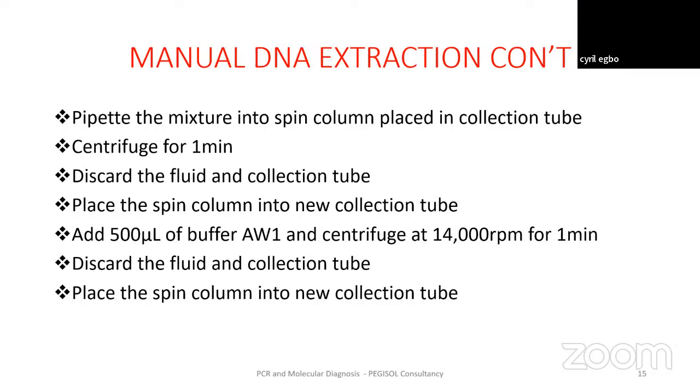14,000 RPM for 1 minute. Then after which you discard the contaminant that is collected in the collection tube, then you place this spin column into a new collection tube. So at this stage, the first one is washing and binding. Why this step I'm trying to explain is that you place this spin column into a new collection tube and add a buffer AW2, which is the washing and drying stage.